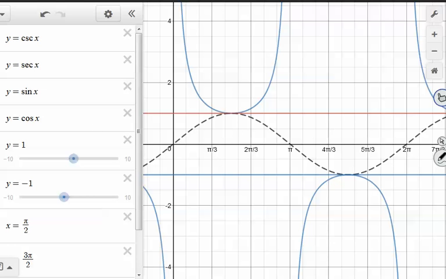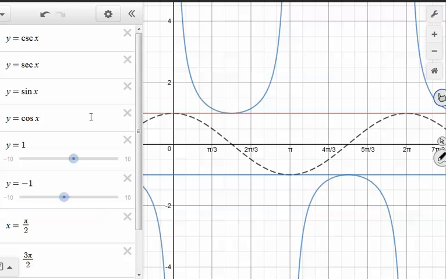I'm going to take away the sine, and I'm going to put in the cosine. And notice, what do you see about the cosine? I see there is a vertical asymptote here, there is a vertical asymptote here, right? Those are vertical asymptotes, and where do they occur? Well, you could say that it occurs anywhere the sine is equal to zero, right? Anywhere the sine is equal to zero, like pi, 2 pi, anywhere like that.